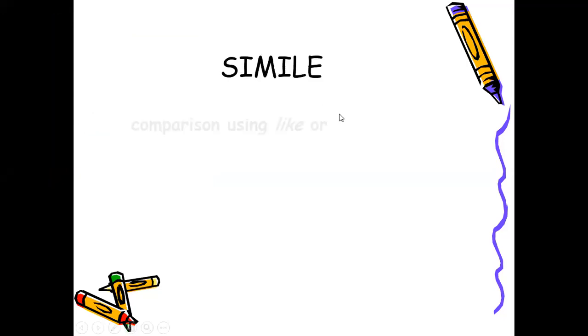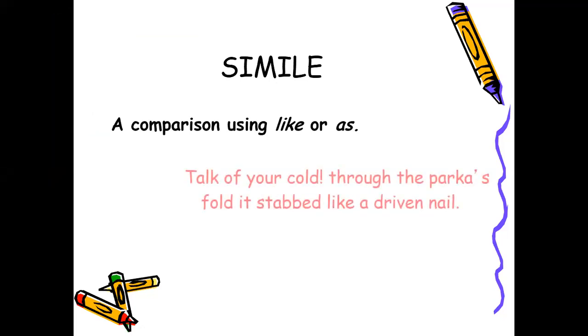Simile. A comparison that is using like or as. For example, the cold through the parkas folded stabbed like a driven nail. So here, like is comparing the parka to the driven nail.